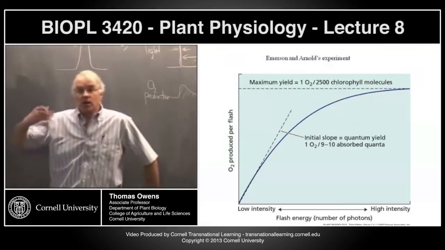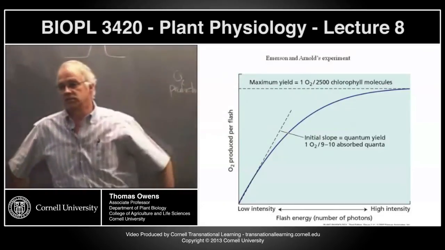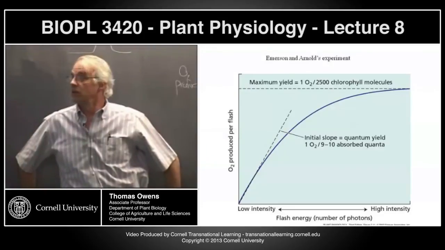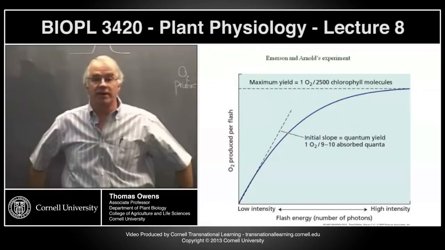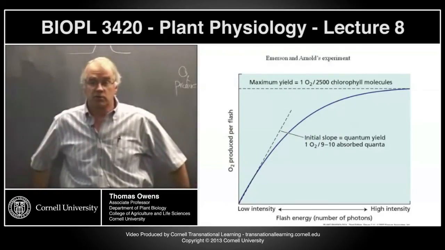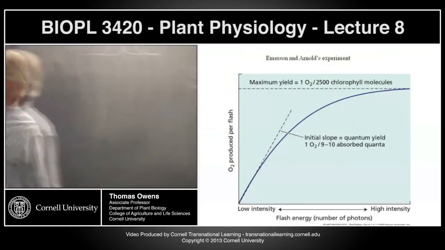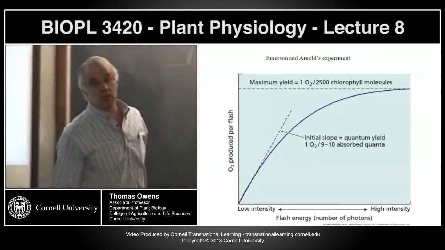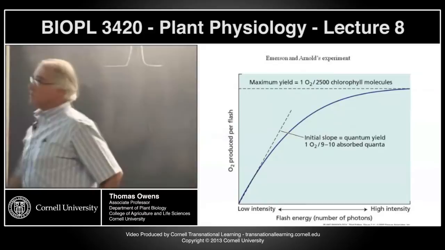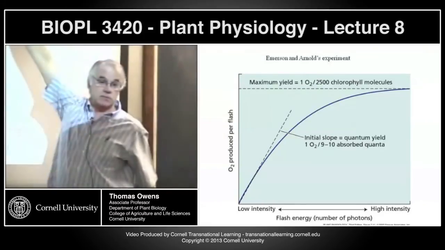It's telling you how many photons are required to produce one molecule of oxygen. Okay? This was completely new information. Nobody had any idea. Everyone assumed it was 1 photon per oxygen or 1 photon per CO2 fixed. The fact that it was 9 to 10 was very surprising and tells us there's a fairly complicated mechanism going on there.